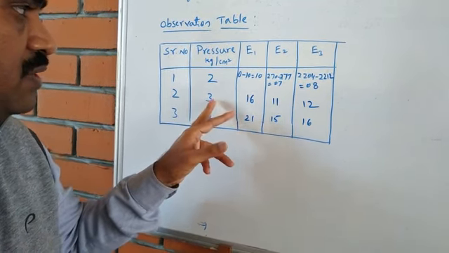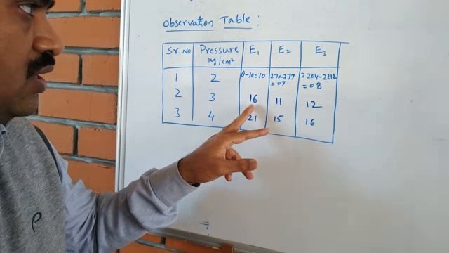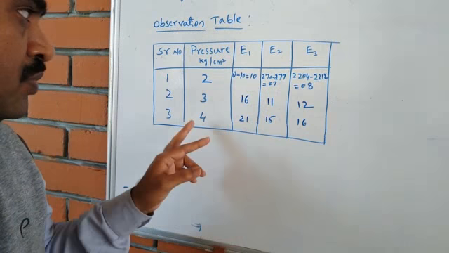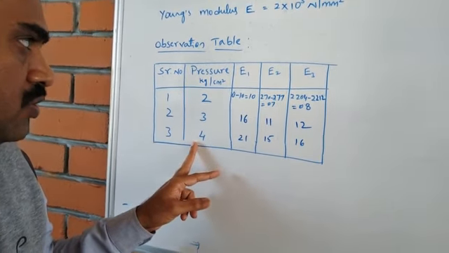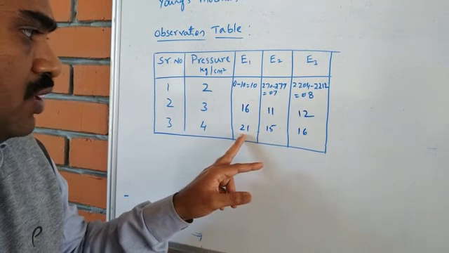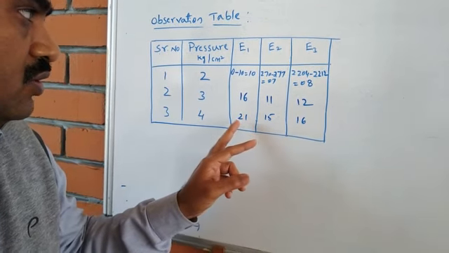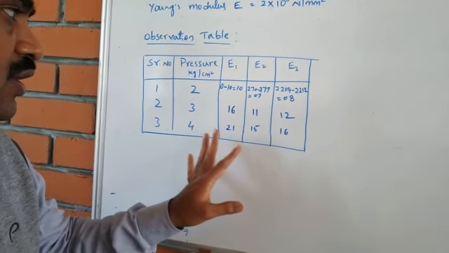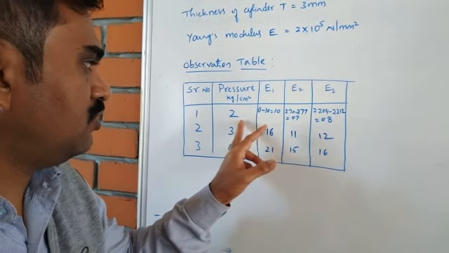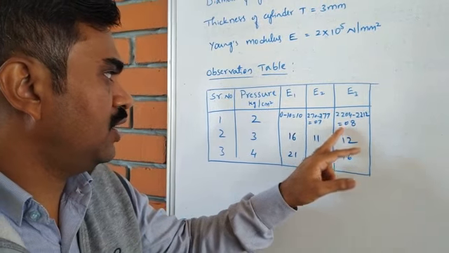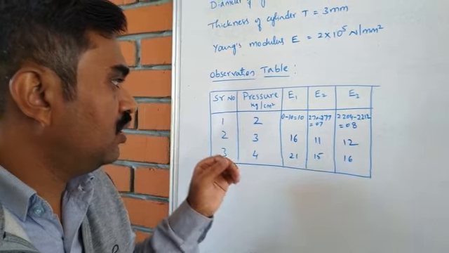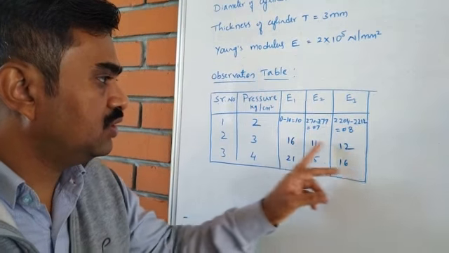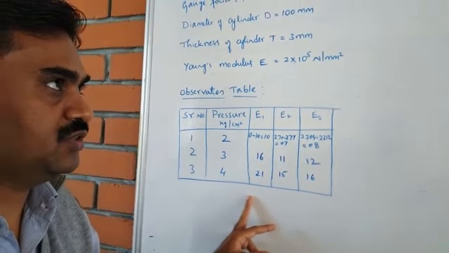Similarly, we have conducted the experiment for 3 and 4, and these are the readings. For 3 kg per centimeter square, E1, E2 and E3 are 16, 11 and 12 respectively, and for 4 kg per centimeter square, 21, 15 and 16 for E1, E2 and E3 respectively. We have done the calculation for 2 kg per centimeter square, and the students need to do it for 3 and 4 with these sets of readings.